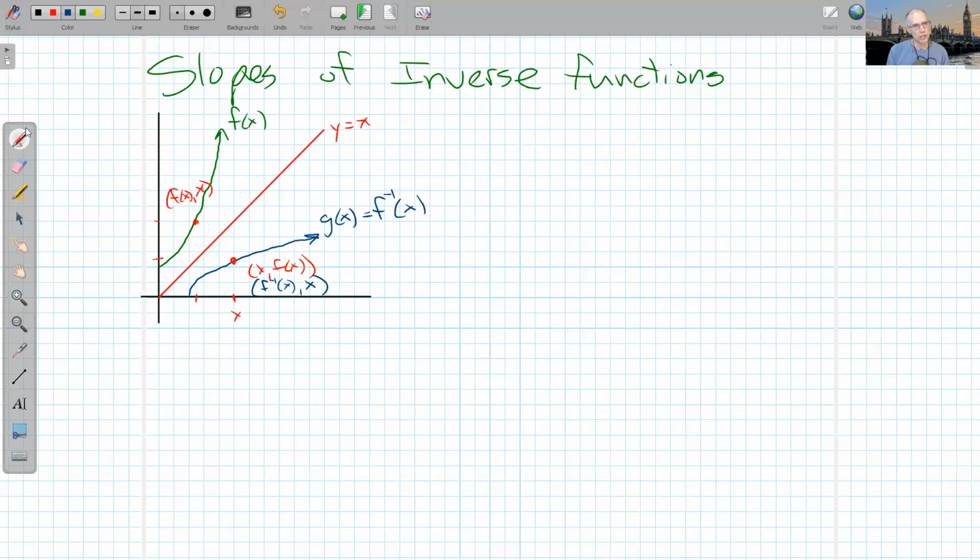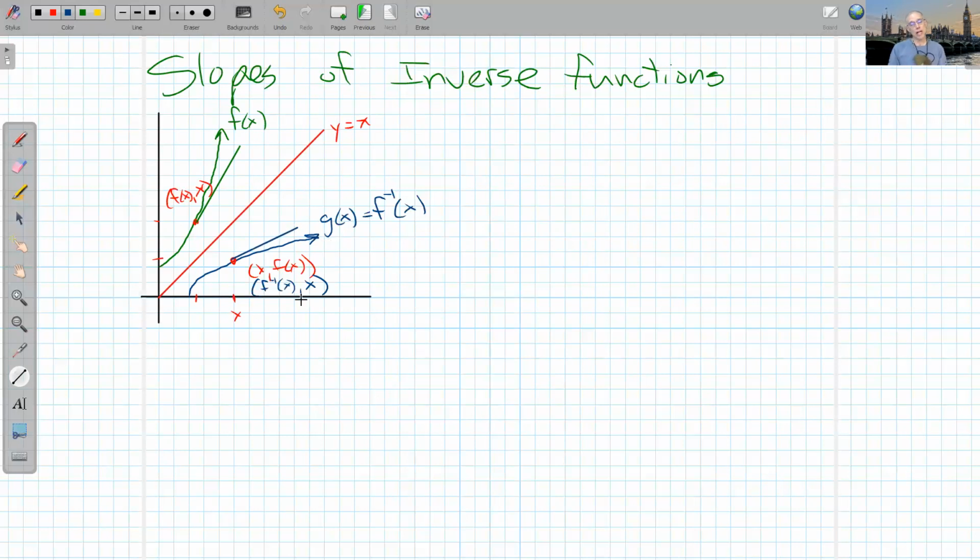If I then, on each of these, find the slope, so let's go with a green slope for this one. Oh, geez, sorry about that. So maybe that's the slope right there. And then a blue slope for this one. Maybe that's the slope coming out of that one right there.